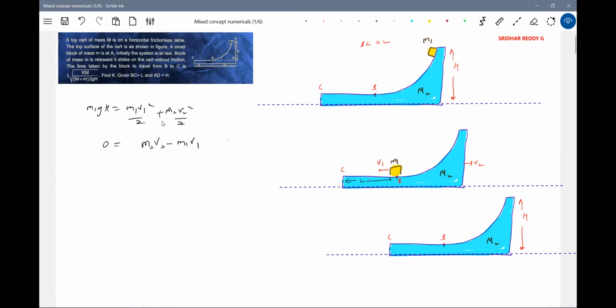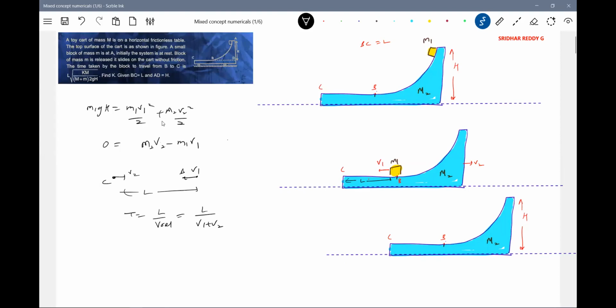They're moving opposite to each other. It makes the problem very simple. This is V2. This is V1. What is the time taken by the block to travel from B to C? Finally, they'll meet, no? So this is C, this is B. So in this case, what will you write for time? Time should be equal to L by V relative.